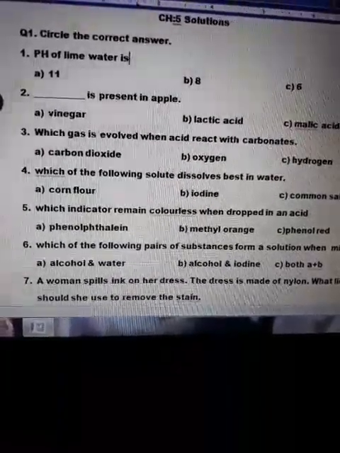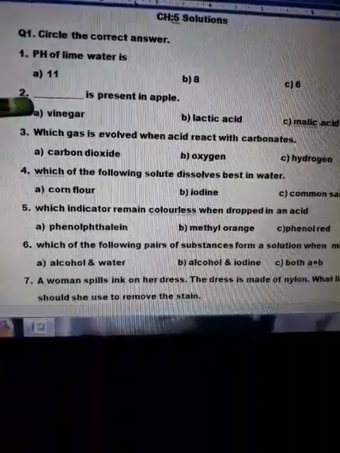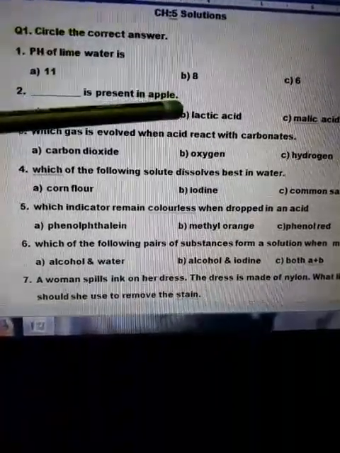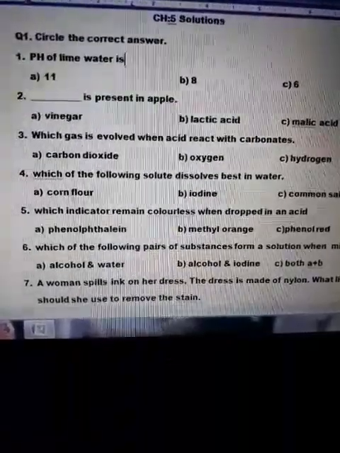Dash is present in apple. Another name of vinegar is ethanoic acid or acetic acid. Lactic acid is present in milk or yogurt. So it means in apple there is malic acid.